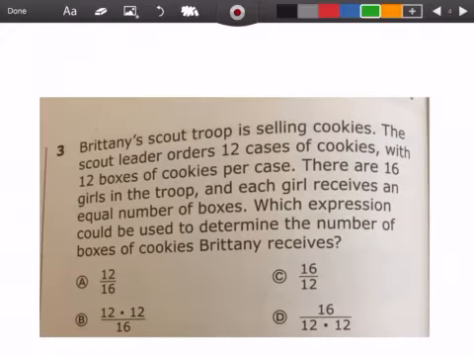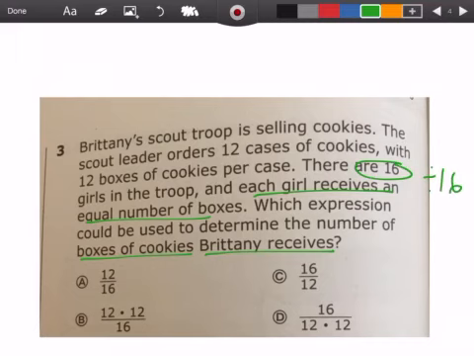Brittany's scout troop is selling cookies. The scout leader orders 12 cases of cookies with 12 boxes of cookies per case. There are 16 girls in the troop, and each girl receives an equal number of boxes. Which expression could be used to determine the number of boxes of cookies Brittany receives? So, Brittany's receiving boxes of cookies. Each girl is receiving an equal number of boxes. So, since there's 16 of them, we're going to be dividing by 16.